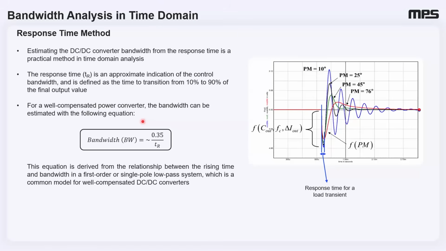But it's also important to understand the theoretical basis for this equation. It is derived from the fundamental relationship between the rise time and the bandwidth in an ideal first order system. While a typical buck converter is a complex system with two poles, a well compensated one can often be accurately approximated as a first order low pass system for the purpose of bandwidth estimation, making this an effective and practical shortcut bandwidth estimation method.